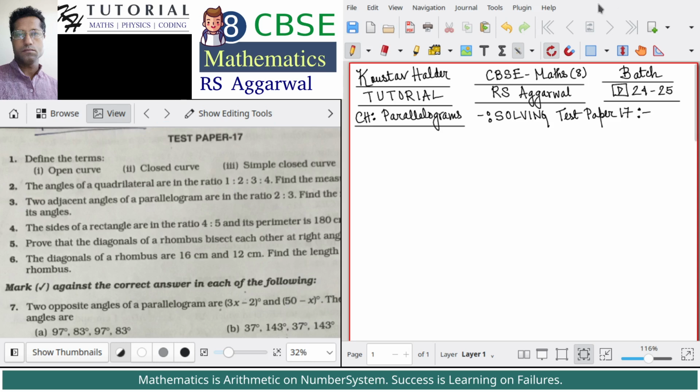Question 1 is theoretical. Define the terms. It is asking to define the term open curve. Now, what is an open curve? This is a concept of polygons. An open curve means a curve that does not end at the starting point.